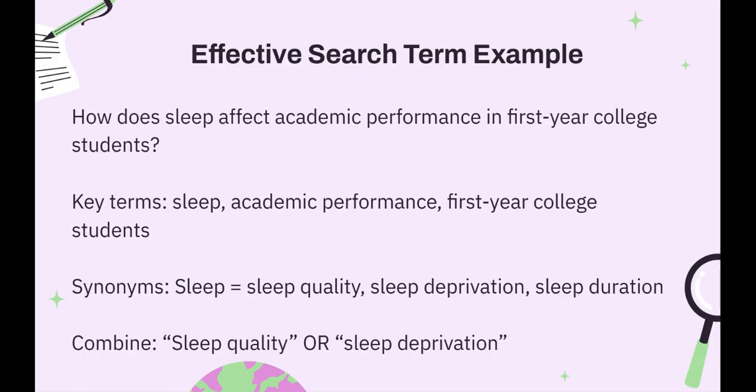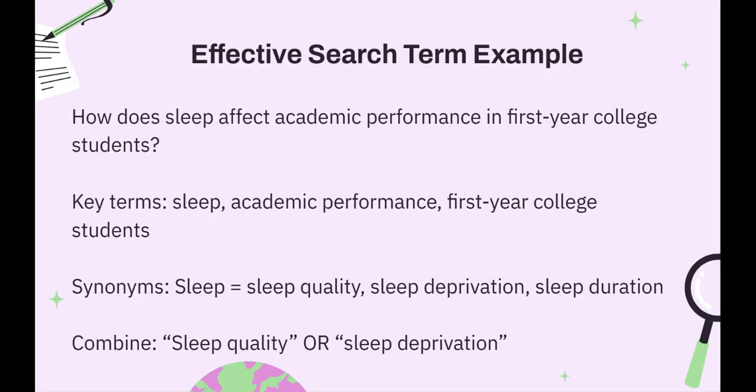Step 2 is to generate synonyms. Sleep could become sleep quality, sleep deprivation, or sleep duration. Academic performance could be GPA, grades, or academic achievement. First-year college students could include freshmen, first-year students, or college transition. Step 3 is to combine those terms strategically.